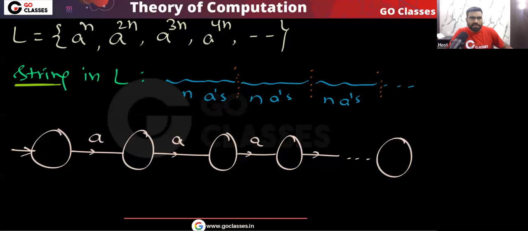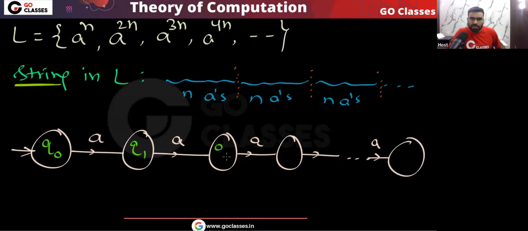Finally, I can say that I will have a total of n plus 1 states, yes or no? If I call the start state q0, then for 1 a it will be q1, for 2 a's it will be q2, then q3, and so on, up to qn. Remember, from 0 to n there are n plus 1 states, because counting starts from 0.